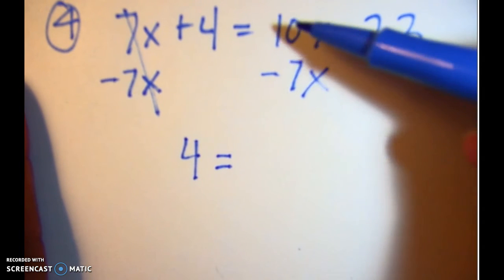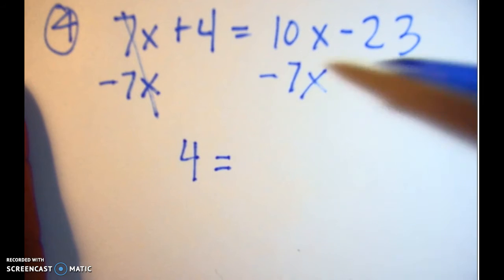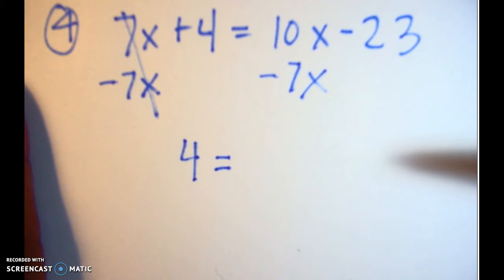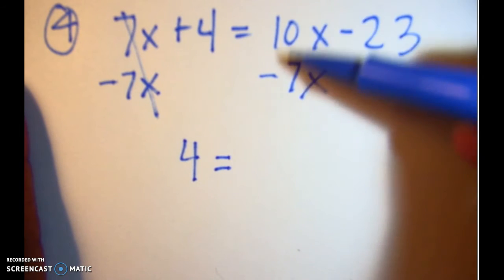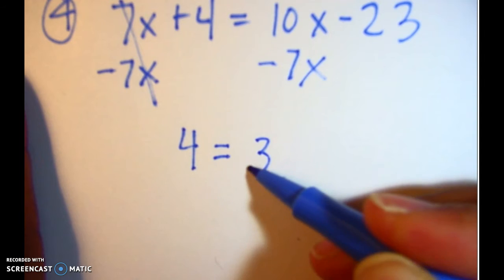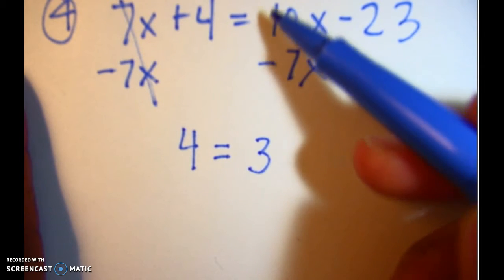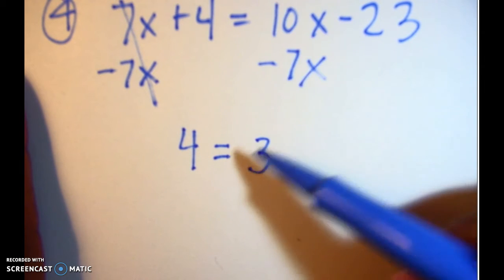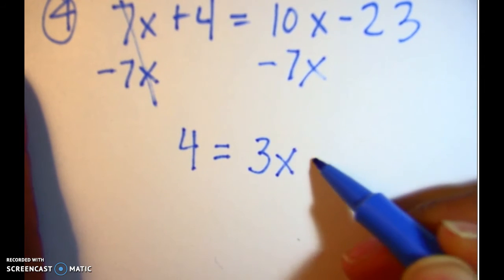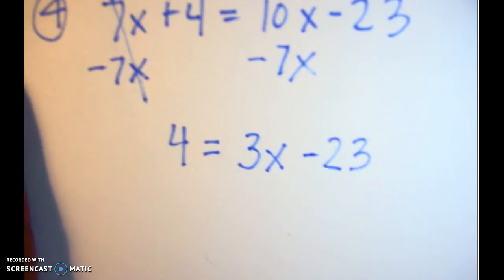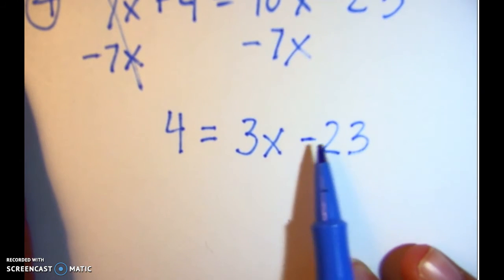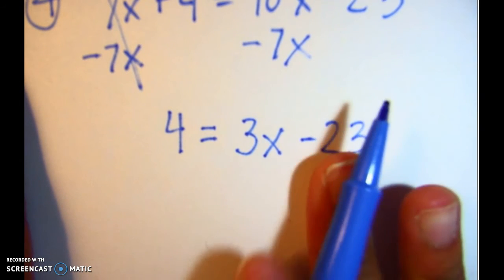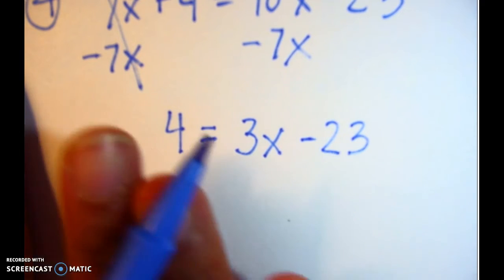Then I combine these. I have positive 10x and negative 7x. You have to remember your integer rules. If the signs are different, you subtract, and you take the sign of the one that's furthest away from 0. So 10 is further away from 0, so it's a positive 3x minus 23. Now that I have all the variables on one side, I want to combine the regular numbers all to the other side.